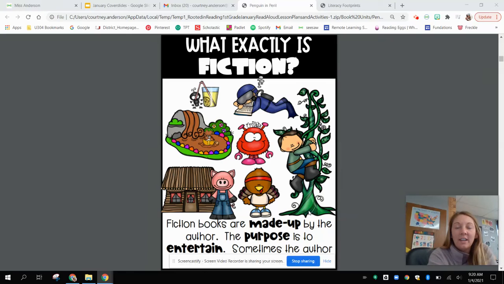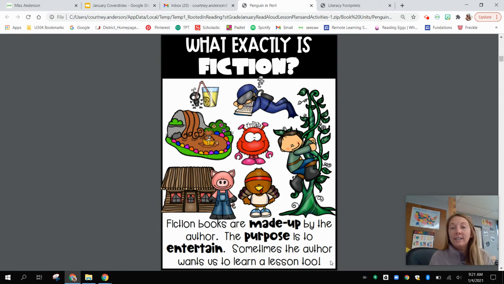Hi, first graders. So, yesterday we learned about the difference between fiction books and nonfiction books. This week we are reading the story Penguin in Peril, and that is an example of a fiction story. Yesterday, I showed you this little poster that said, what exactly is fiction? We have some pictures and illustrations of some examples that could be in a fiction book.